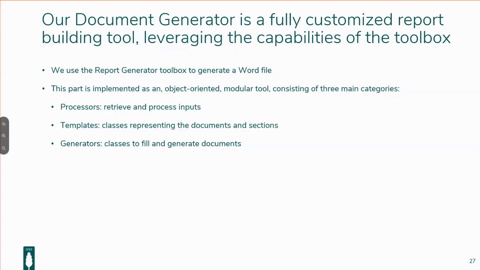So this part is implemented as an object-oriented modular tool consisting of three main parts. These three main parts are the processors, the templates, and finally the generators. Since the processors simply retrieve and process the inputs, I will not go into much detail because not a lot of interesting stuff is happening in these functions. But I will rather focus on the templates, which are the classes representing the documents and their sections, and the generators that fill and generate the actual documents, for example final terms.